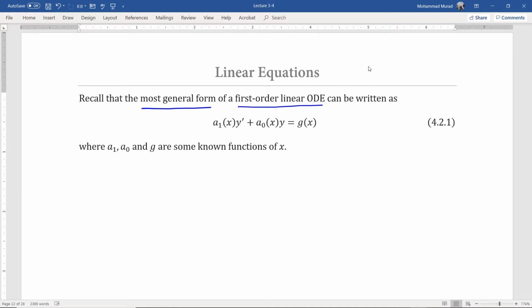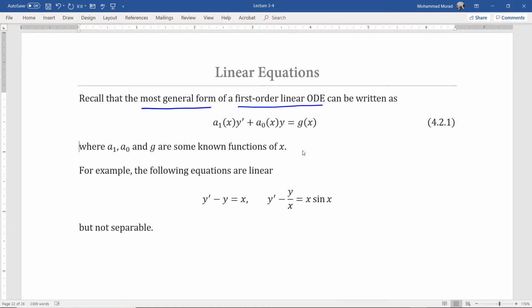A sub 1 of x times y prime plus a sub 0 of x times y equals g of x, where a sub 1, a sub 0, and g are some known functions of x.